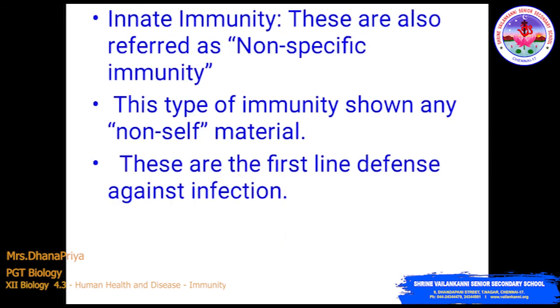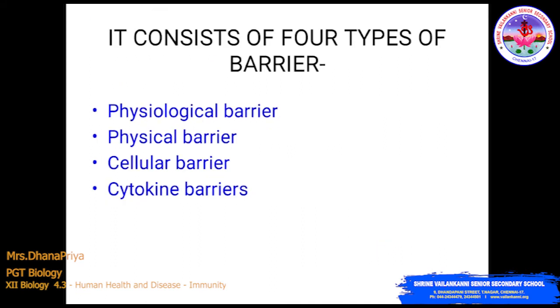Mother's milk is our natural immunity, which is fulfilled in the milk. This is also referred to as non-specific immunity. This type of immunity acts against any non-self material. So these are the first line of defense against infection. It consists of 4 types of barrier: physiological barrier, physical barrier, cellular barrier, cytokine barrier.